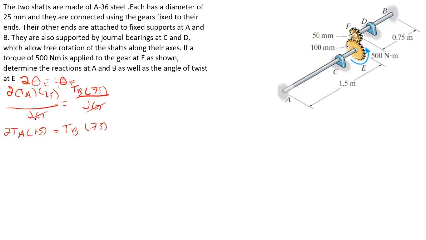So ito is magiging 3TA is equal to 0.75 TB. So pwede natin sabihin na ito naman is kukunin natin yung TB, TB is equal to 4TA.